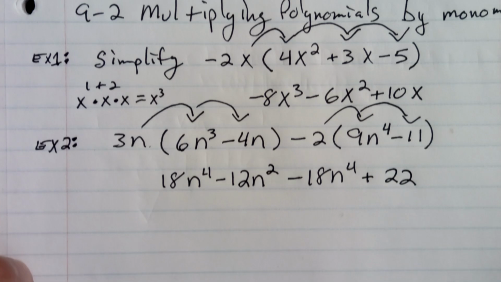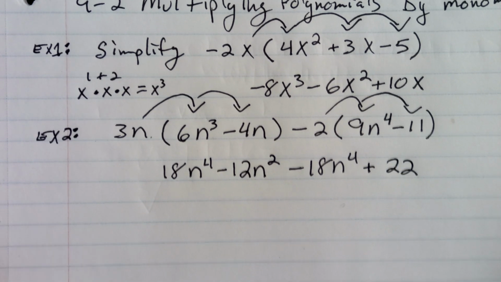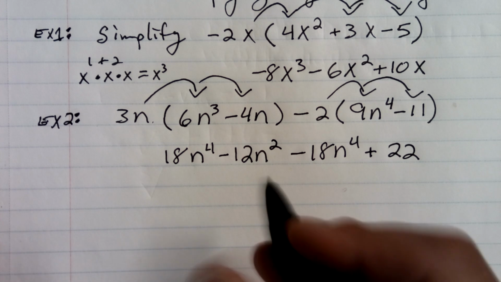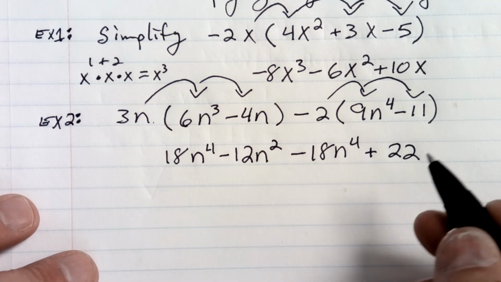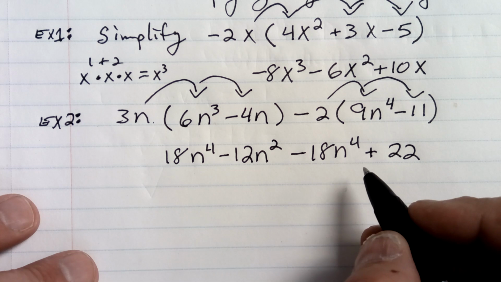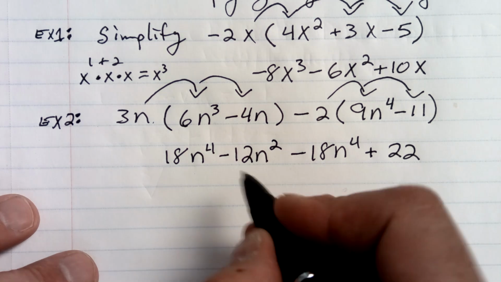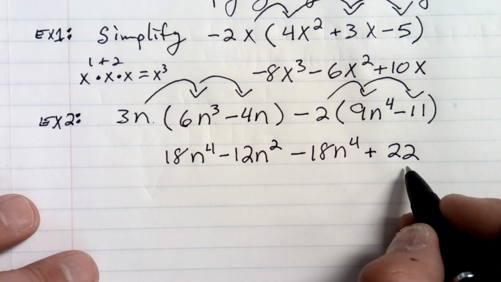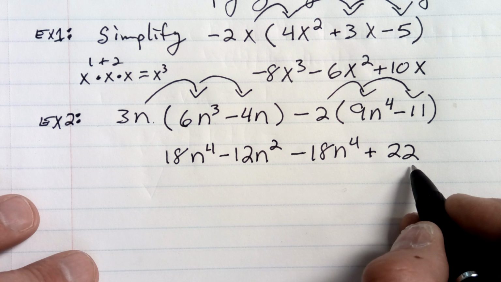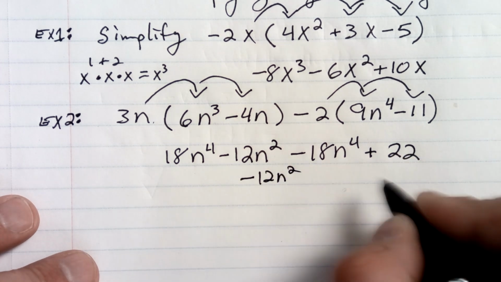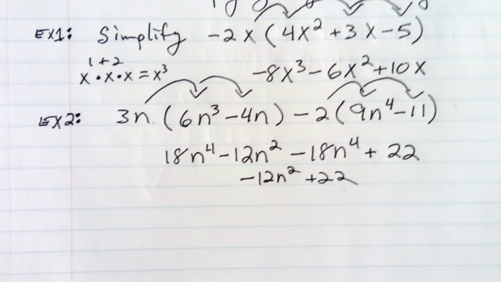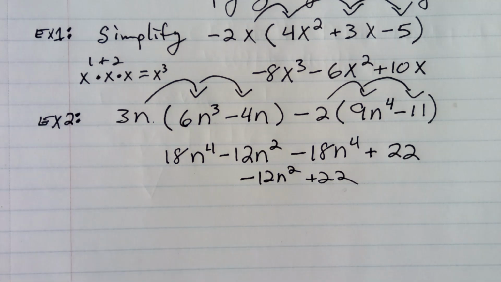Are there any like terms that combine? All right, so 18n to the 4th minus 18n to the 4th is 0, so they go away. All right, negative 12n squared plus 22, are those like terms? Nope, so just write them.